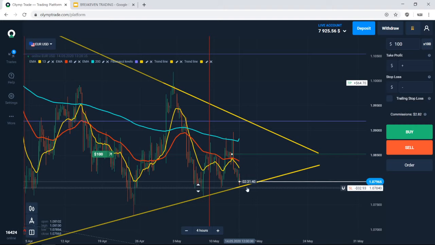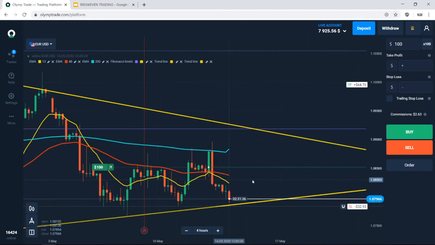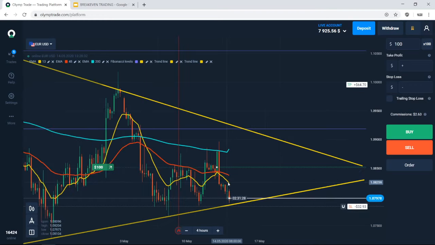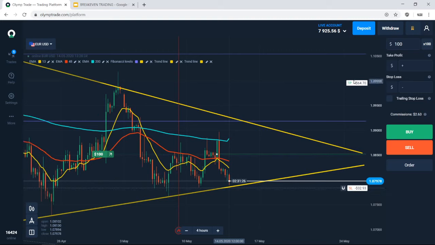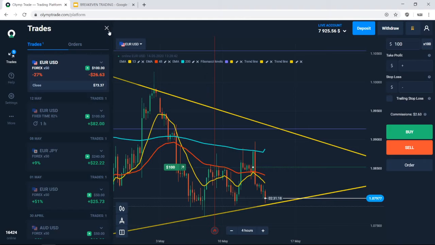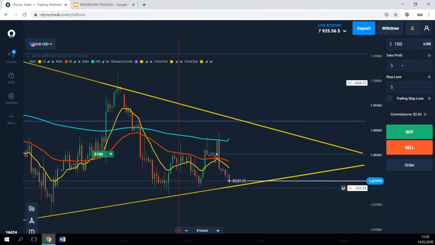support level. The picture is not looking as good as I was hoping, but I'm still hoping that we are going to return to the upside. We are going to have to see. But this is a good example of a risk to reward ratio of 1 to 2. My stop loss is 32. My take profit is 64. So we'll have to check that out at our next stream.